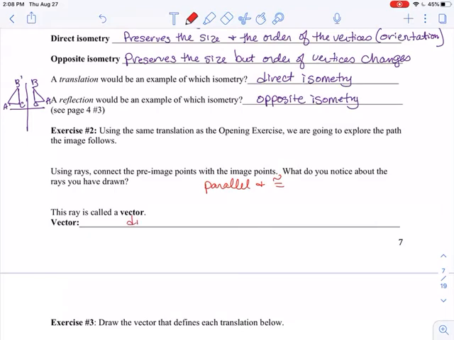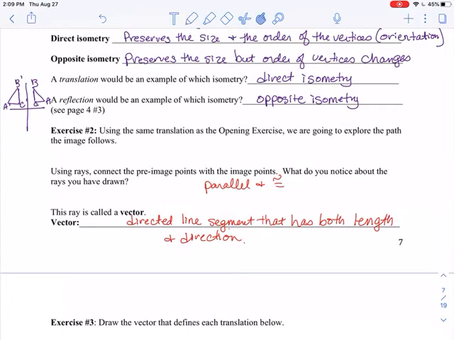This ray is called a vector. A vector is a directed line segment, and this will be something that you do again in pre-calc. It's a directed line segment that has both length and direction. So just introducing you to that word, vector.